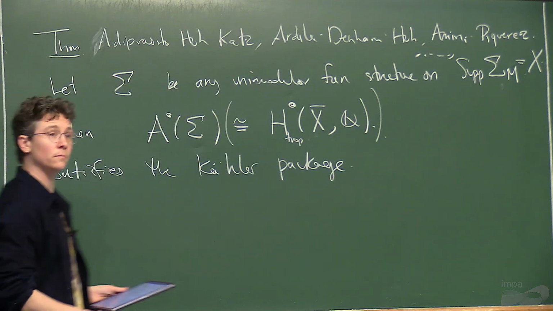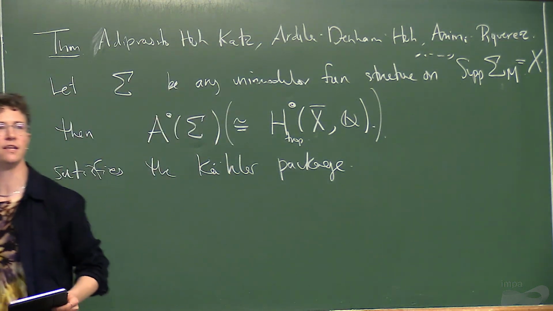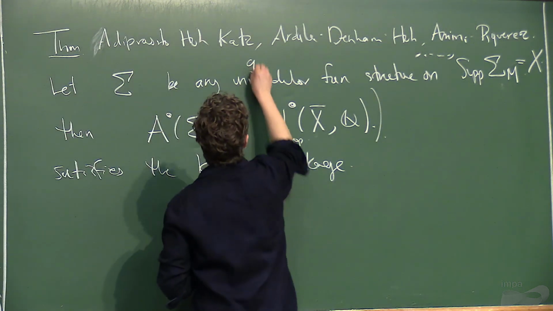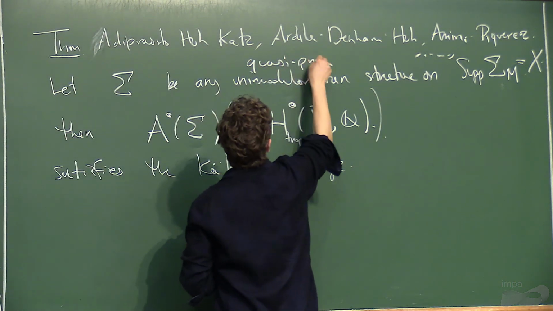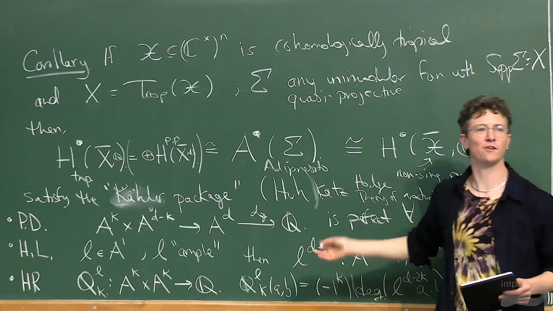So here, quasi-projectivity is not linear. We should have quasi-projective if we want something in the ample. Thank you. Otherwise, these are very interesting.